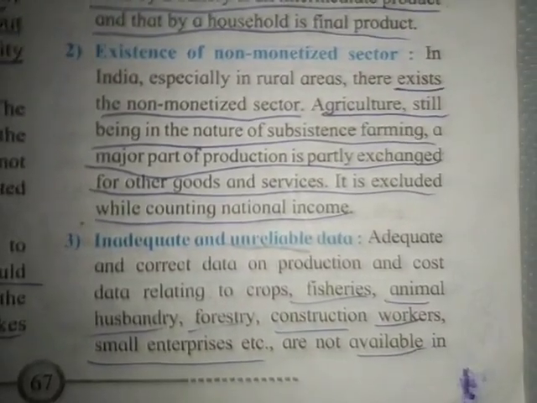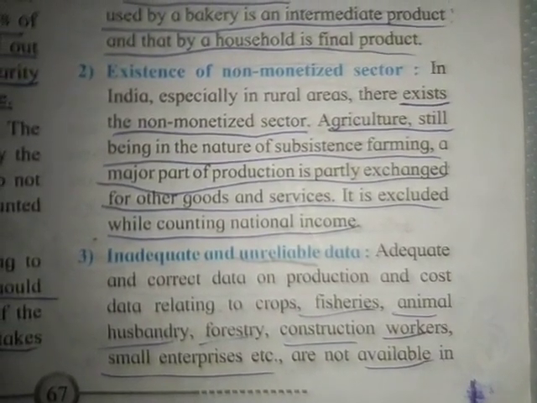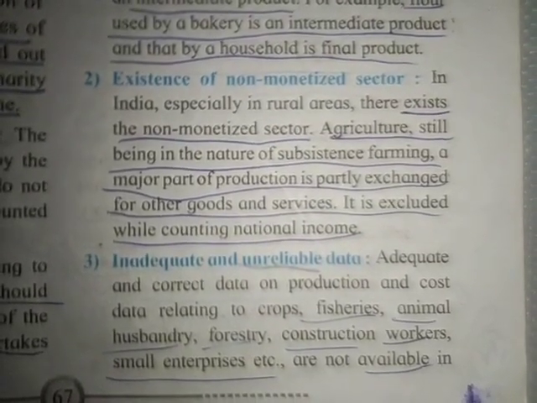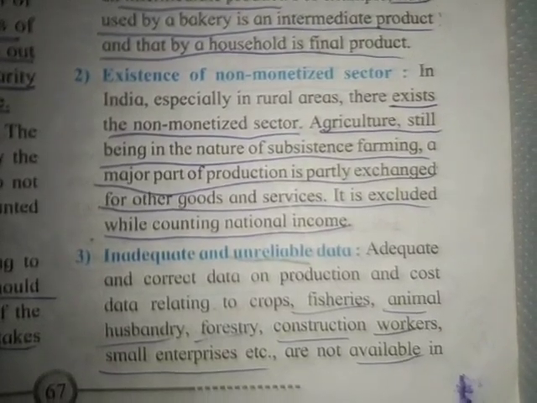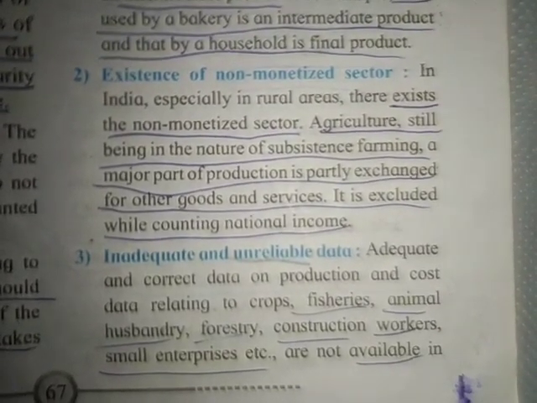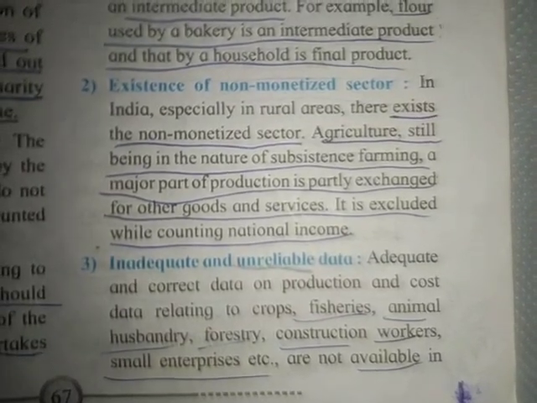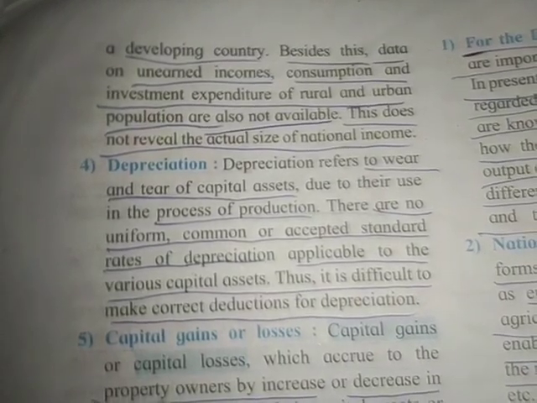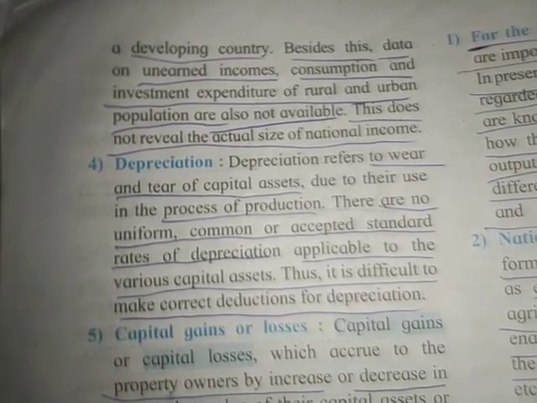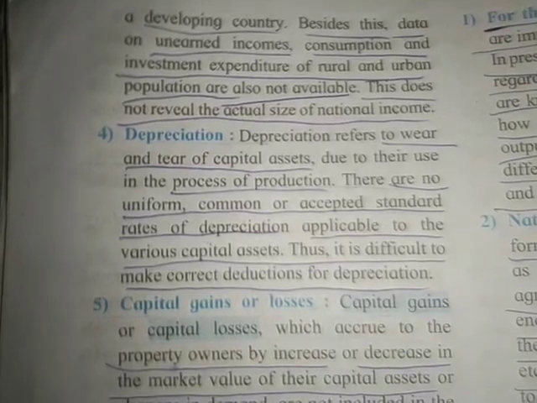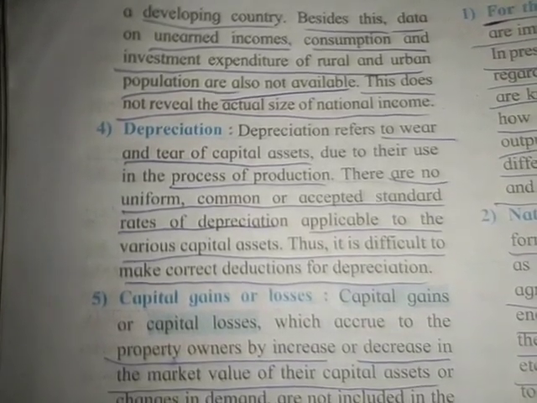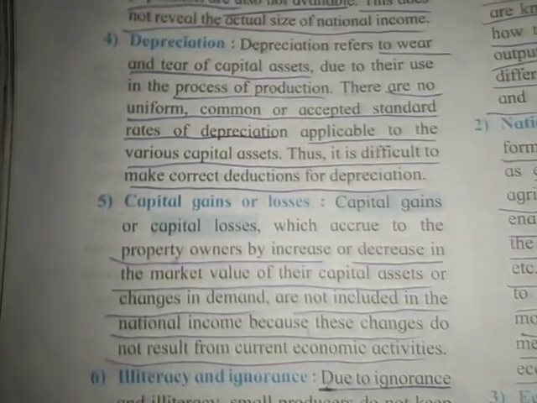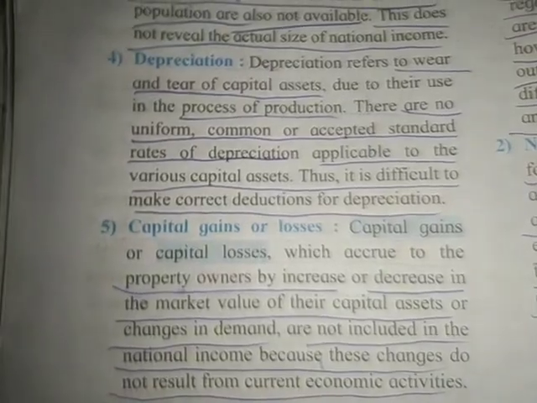Third, inadequate and unreliable data. Adequate and correct data on production and cost, data relating to crops, fisheries, animal husbandry, forestry, construction workers, small enterprises, etc. are not available in a developing country. Besides this, data on unearned incomes, consumption and investment expenditure of rural and urban population are also not available. This does not reveal the actual size of national income.